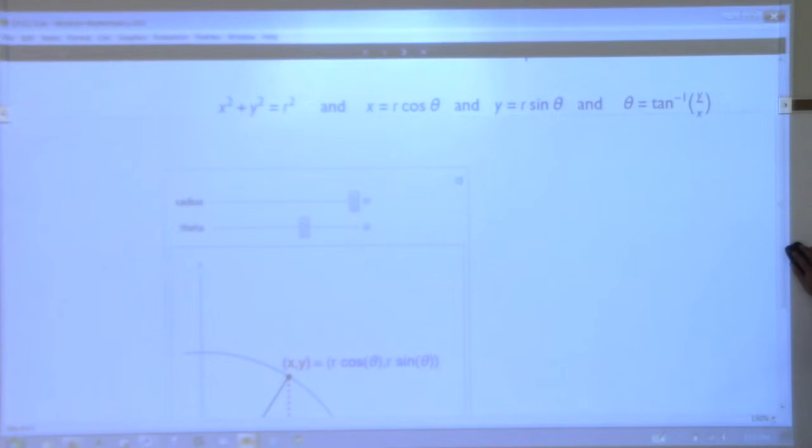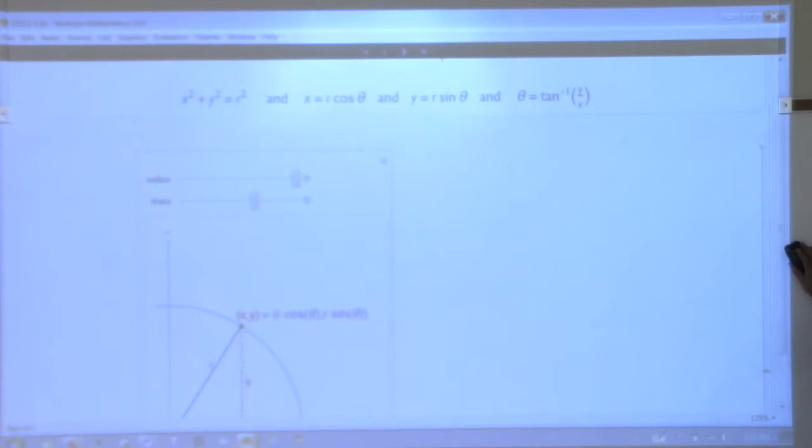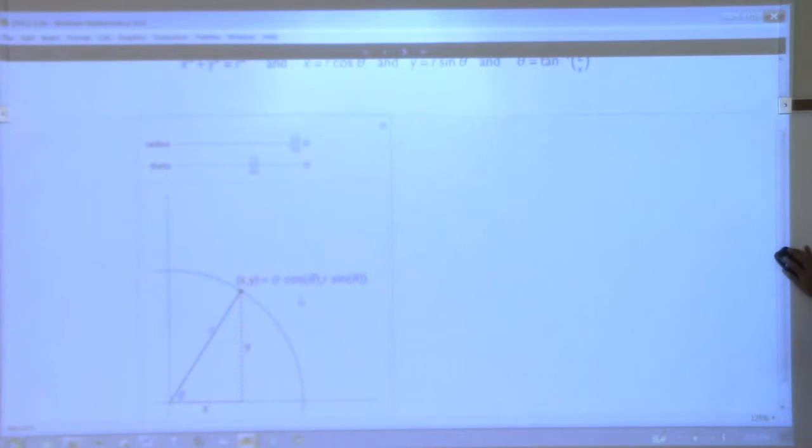I need to make this a little smaller so it all appears. That still not working.